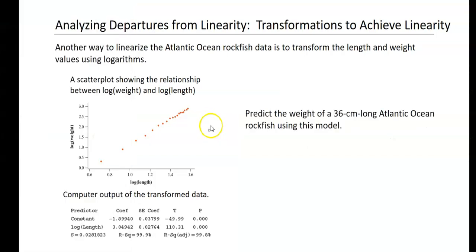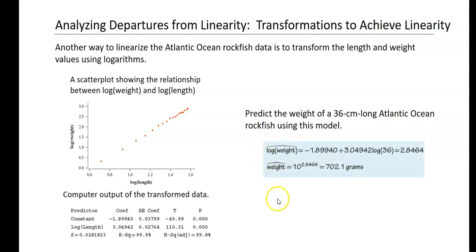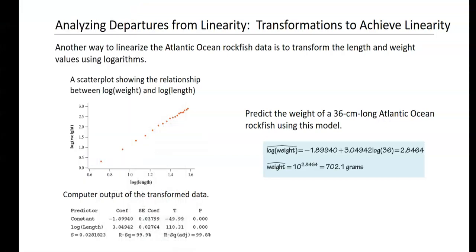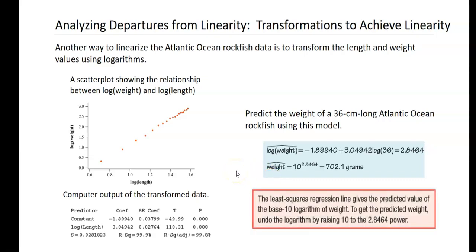702.623. Let's see how we did. I rounded mine a little bit, but that's pretty good. We got 702.1, 702.6, just a rounding error there. I'm pretty happy with what we got there. And so that's how you set it up and do it. You have to take into account the fact that both the X and Y variable were logged in the equation, but the calculator would do all the work of solving that for us.